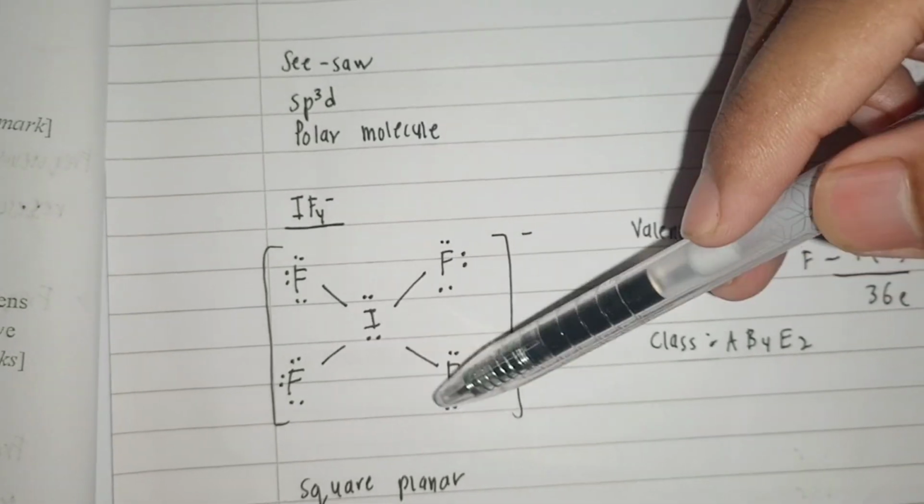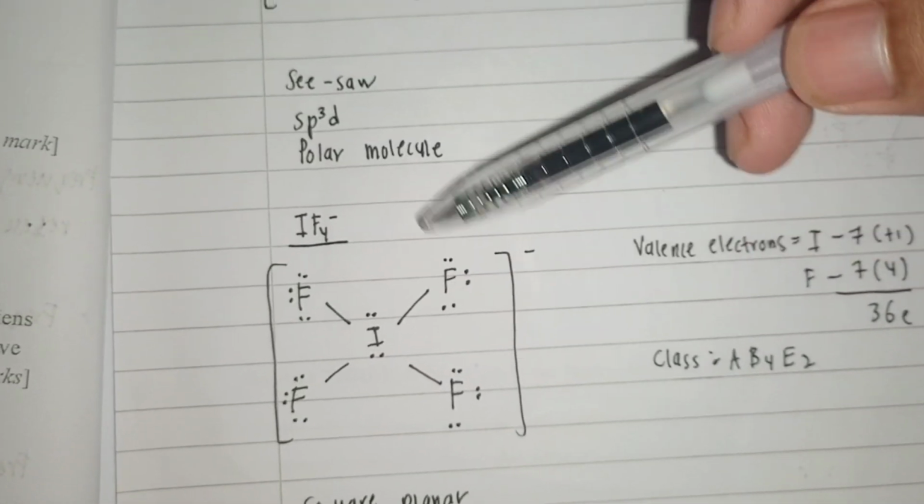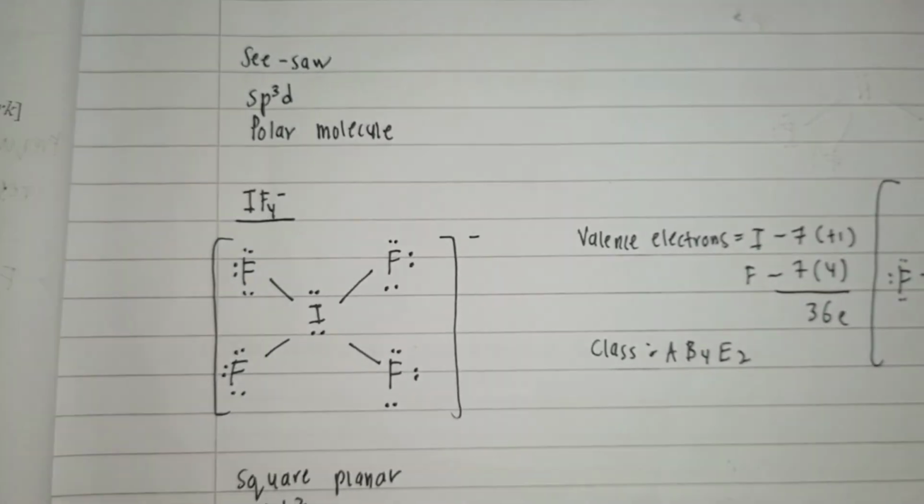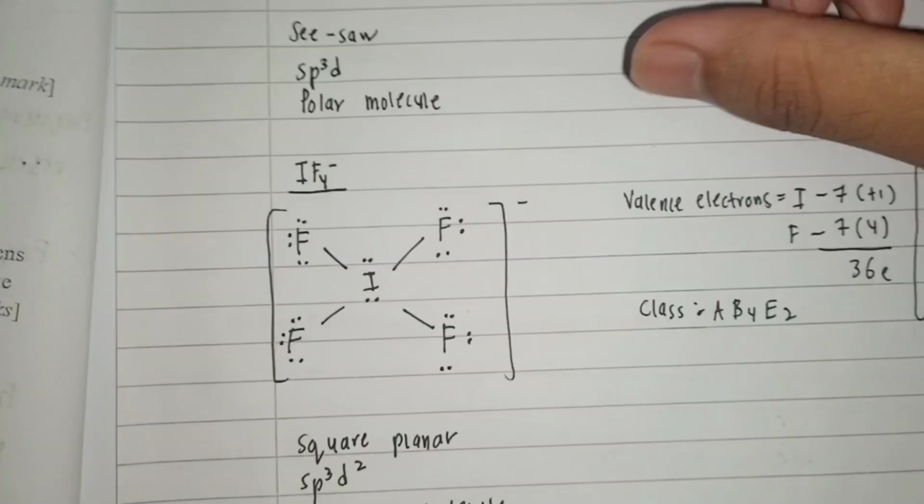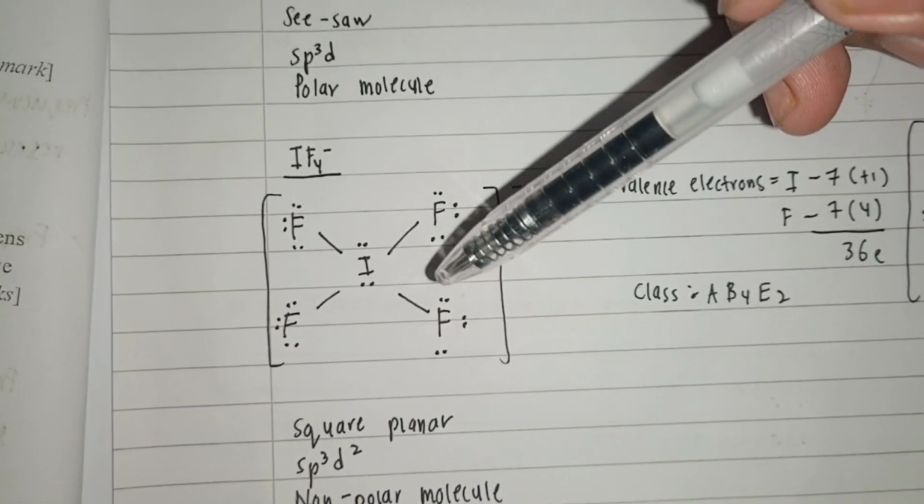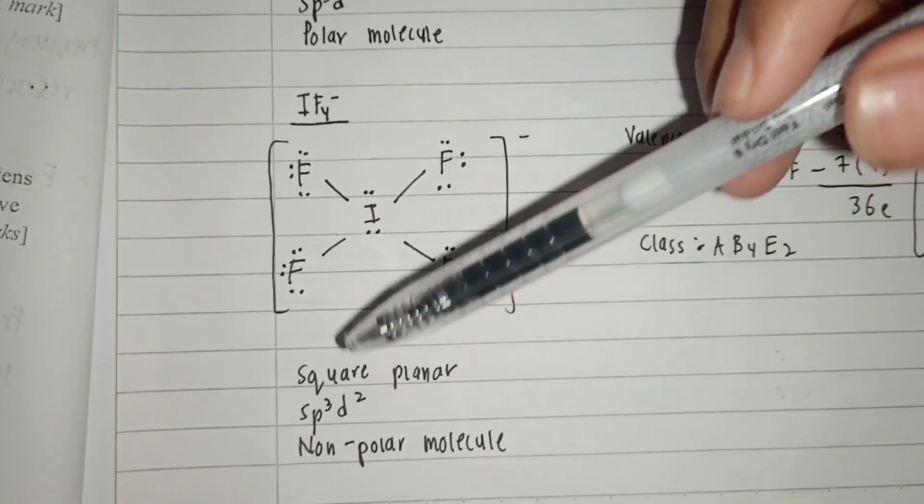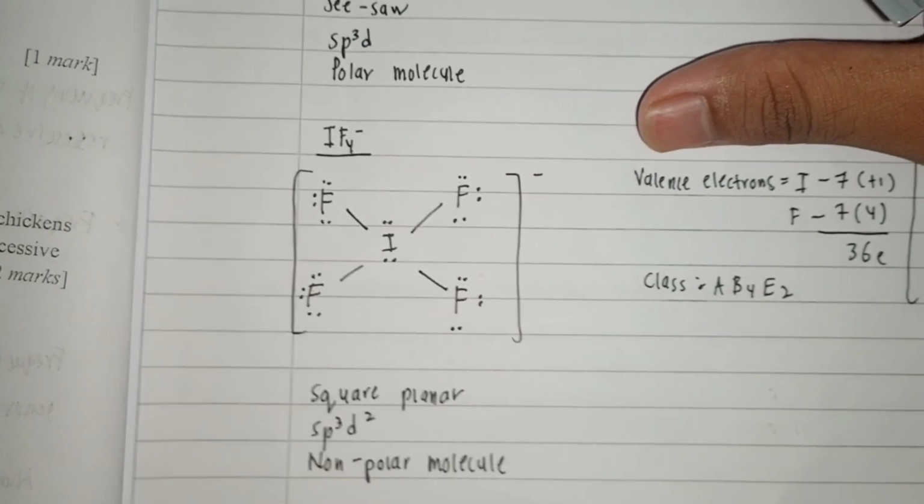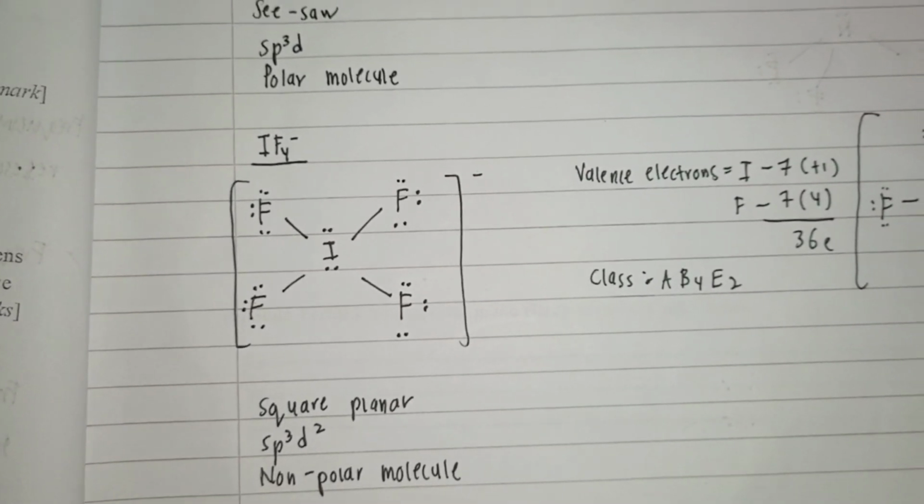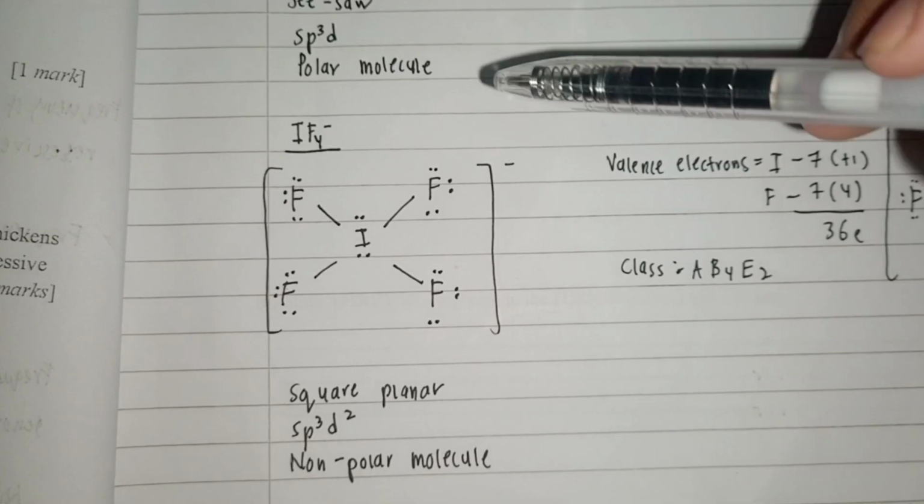So we got 4 branches and 2 lone pairs on the central atom, which indicates it has 6 electron pairs, because 4 branches plus 2 lone pairs. We got 6 electron pairs, which indicates it's sp3d2, which is the maximum electron pairs that we learn in this syllabus.